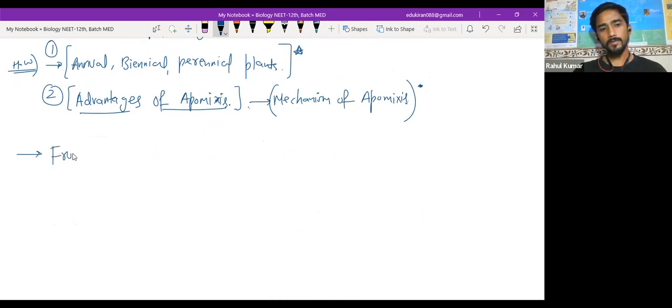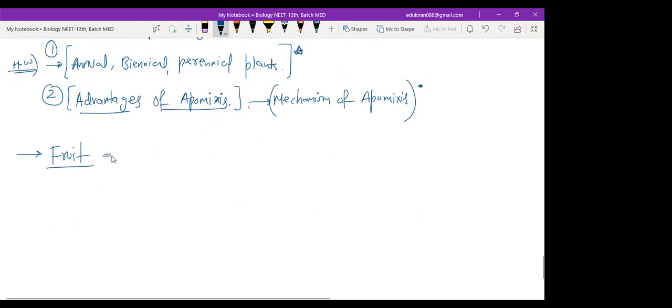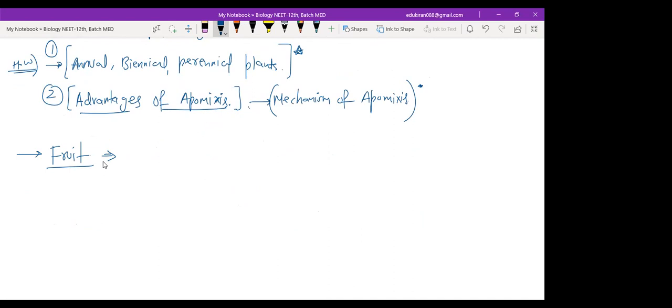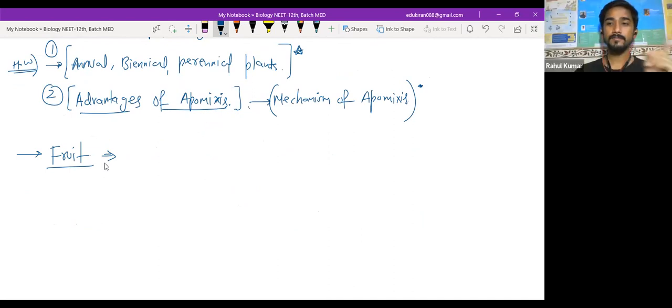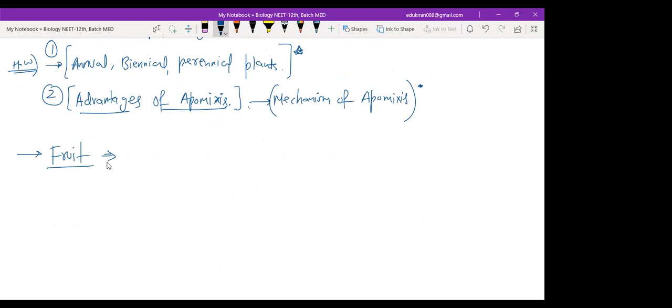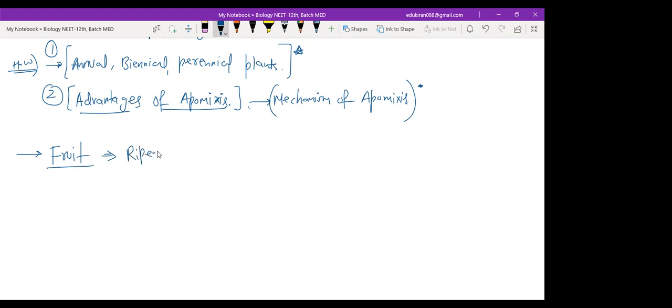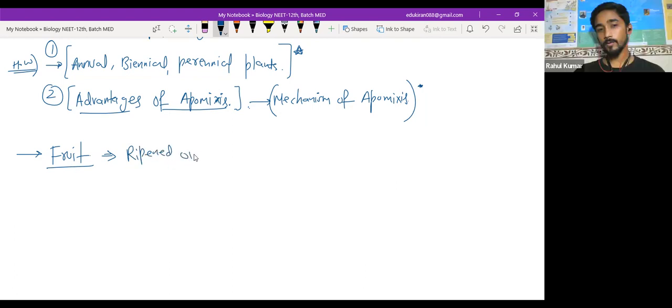So what is a fruit, people? The fruit, product of the fertilization, that is seed and embryo. Fruit is never the product of fertilization, because there are plants that produce naked seeds. Remember gymnosperms, angiosperms and gymnosperms. Gymnosperms produce naked seeds. The fruit is a product of the flower. The fruits are modified ovaries. Ripened ovaries. So you can use ripened ovary as a statement.